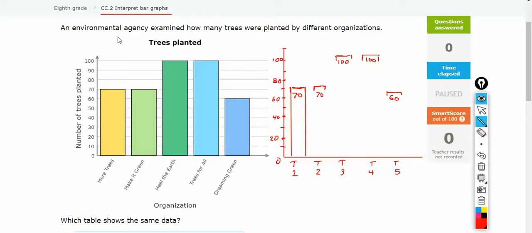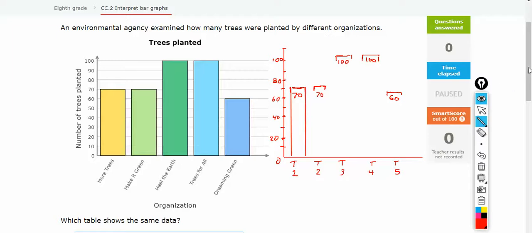It says an environmental agency examined how many trees were planted by different organizations. Down here you have 5 tree organizations, so I got T1, T2, all the way to T5. The first organization planted 70, the second planted 70, the next one planted 100, then 100, then 60. I would just sketch it out real quick to the best of your ability.